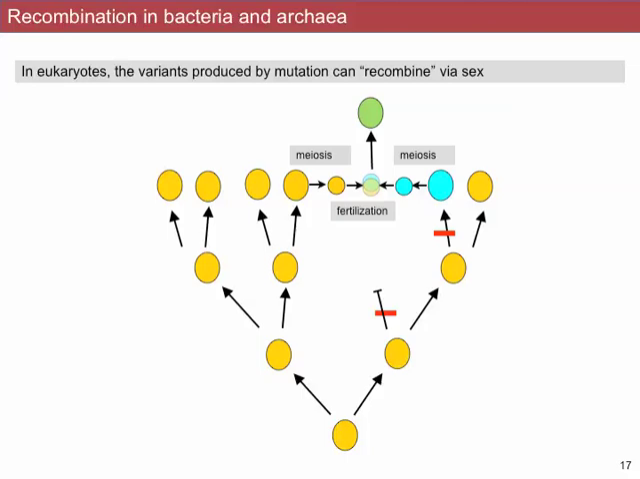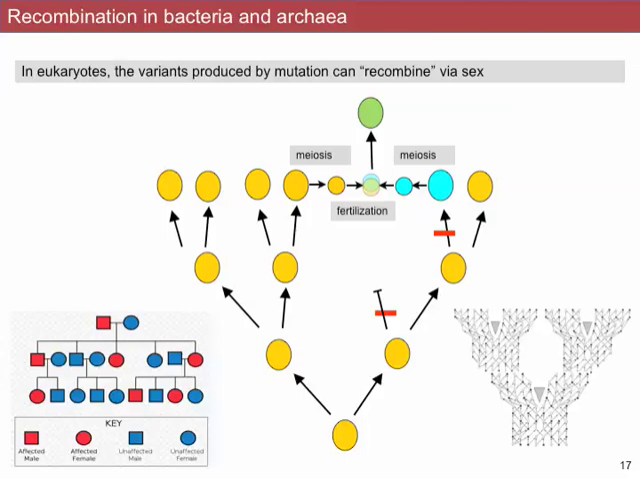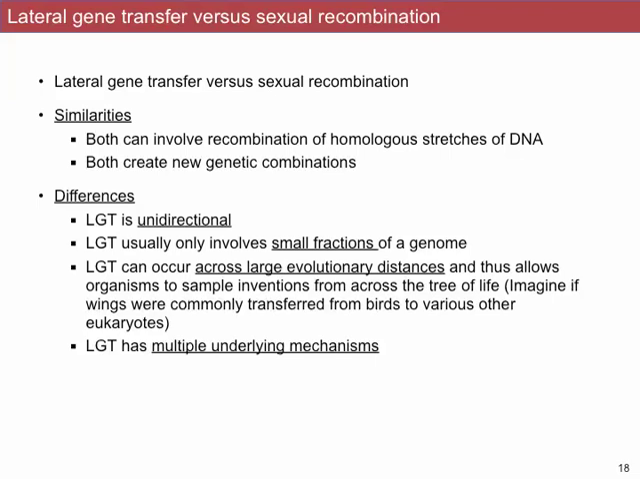So sexual reproduction and lateral gene transfer create recombinants, but the distance by which DNA can move in terms of the distance across the evolutionary tree is very different. And I'm not going to go through this in detail, but if you're interested, I have a slide with text that compares sexual reproduction with lateral gene transfer and some of the similarities and differences.